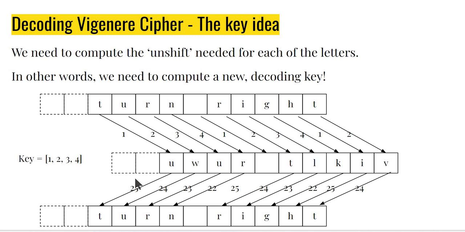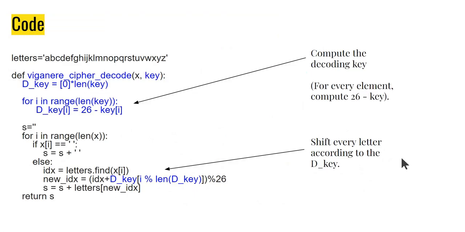So what I'm getting at is that in order to decode, all I need to know is this key. I need to compute a new key from this, which is nothing special. It's just 26 minus every element of this key. And then once again run a Vigenere cipher with that key. The code is going to look something like this.